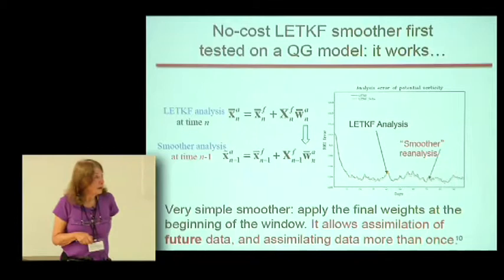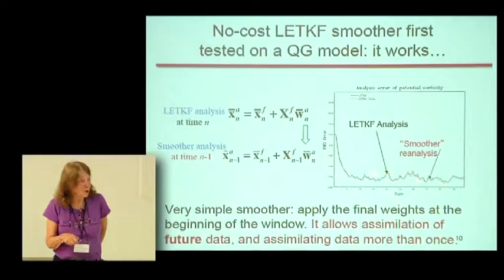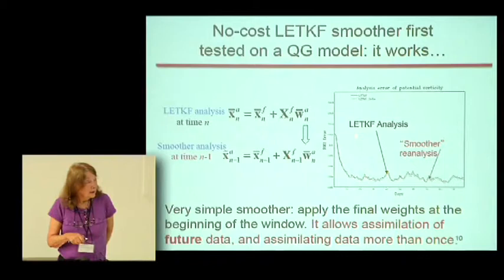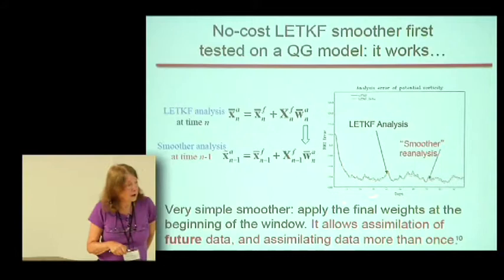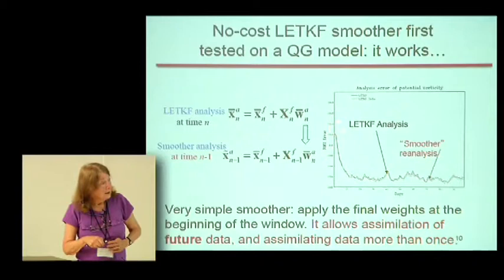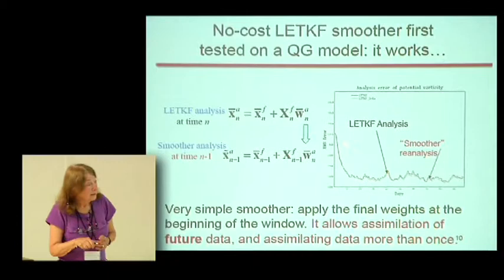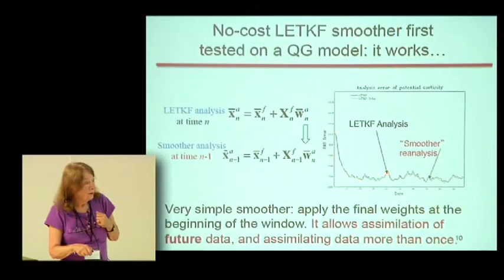we found that the smoother has errors which are always smaller than the original analysis, and this is the RMS error as a function of time during the analysis cycle, and you can see that we start with totally random initial conditions, and then LETKF manages to get the black line, which is very good, and the smoother improves it a little bit more, and this is called the spin up. So it allows assimilation of future data and assimilating data more than once.